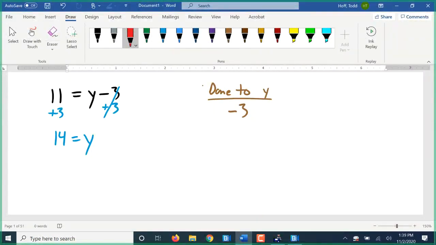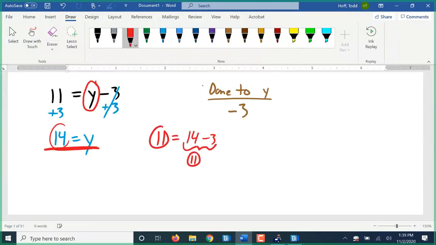Now, if we're not sure of ourselves, if we want to double check it, we can go back to the original equation and replace the variable with that value, like we did when we evaluated expressions before. So 11 equals, instead of y minus 3, it's going to be 14 minus 3. 14 minus 3 is 11, so we get the same value on both sides.